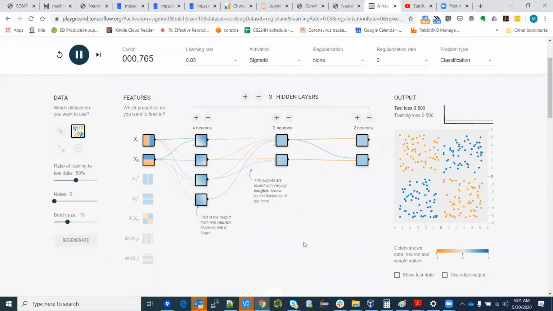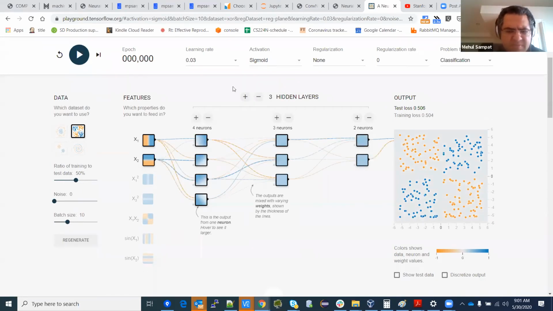Oh, that's interesting that the different activation functions have. Or not, I guess. Well, the test loss and the training loss is remaining the same. Yeah, it's not working. Interesting.